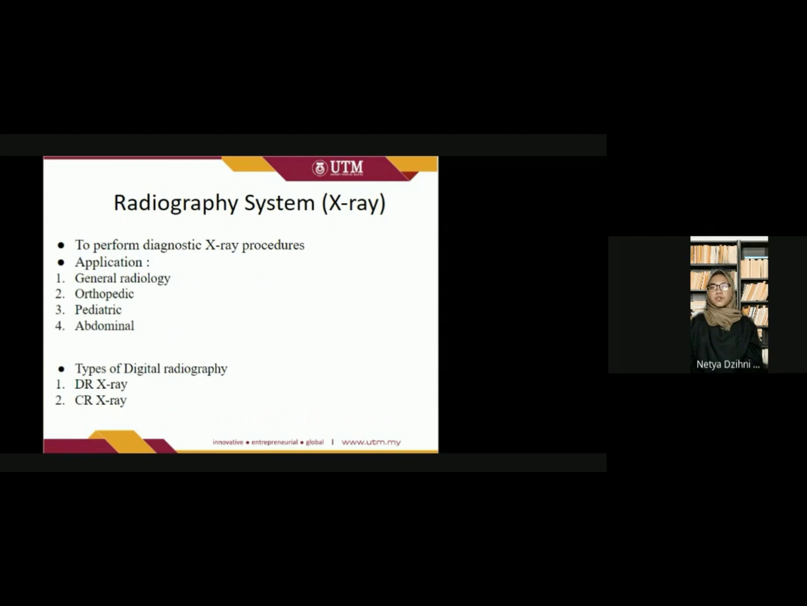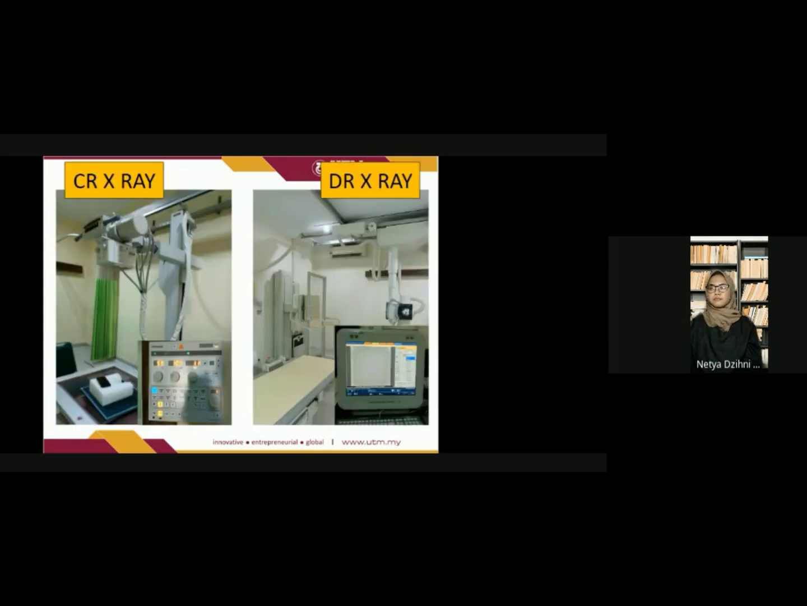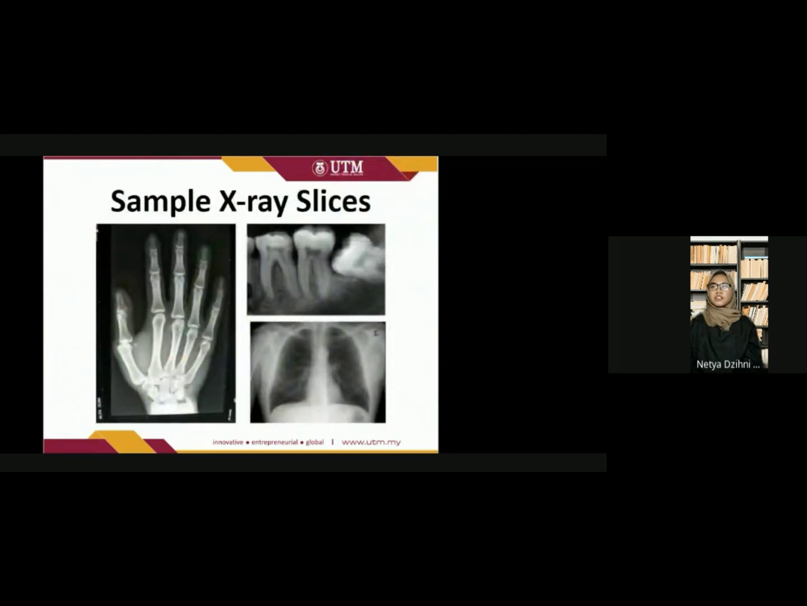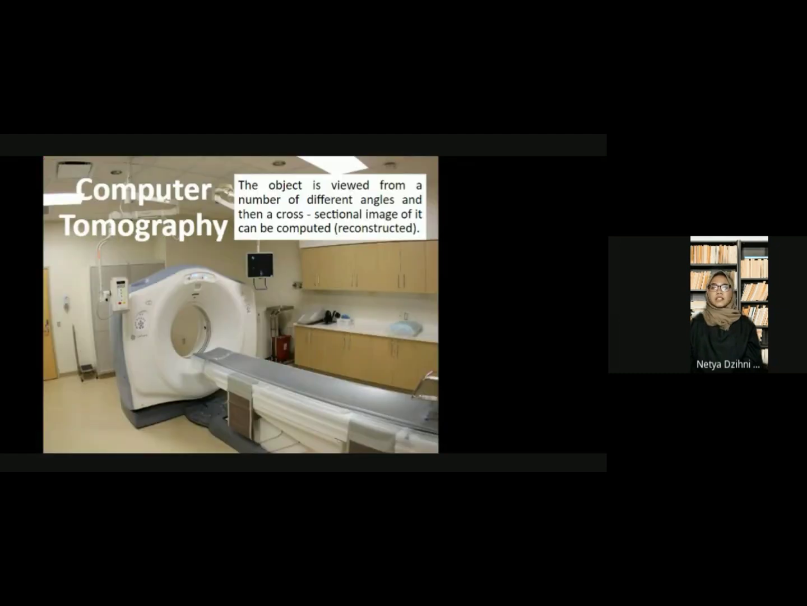There are a few types of digital radiography, such as DR, or digital radiography, and CR, computed radiography. The differences between CR and DR are the control interface, such as control axis, control button, and also the fluoroscopic system. Here are sample X-ray slices. Moving on to computed tomography, or as we know it, CT scan.